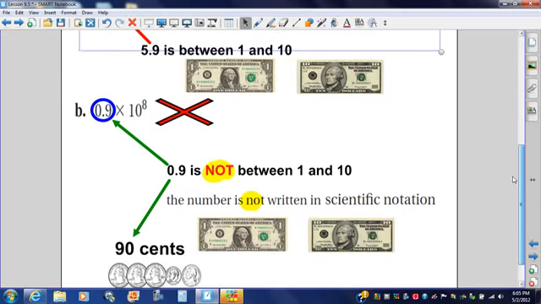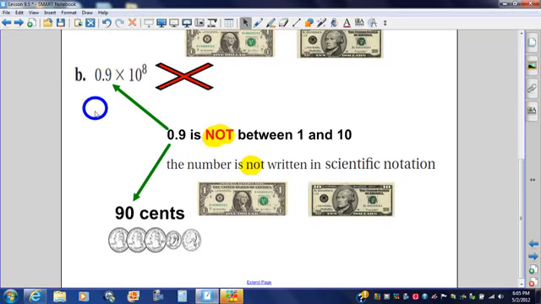Take a look at your second example. 0.9 times 10 to the 8th power. 0.9 is like 9 dimes, 9/10 of a dollar. Nice. Stop, bears. 90 cents is not between $1 and $10. So this is not written in scientific notation. Why? Because it's not written between 1 and 10. This is 90 cents. 90 cents is not between 1 and 10.